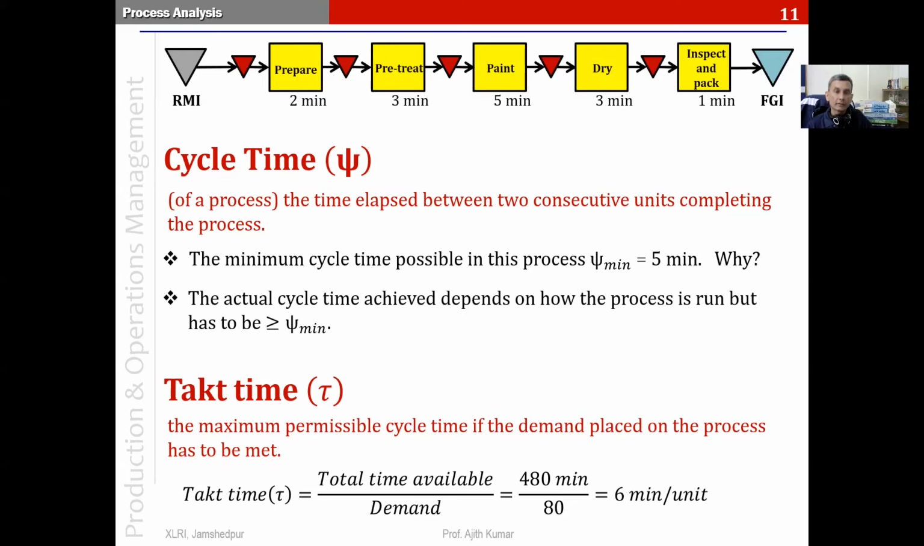So takt time is considered a very important planning measure. We set the process to a cycle time which is less than or equal to the takt time, and then we can be assured that the demand will be met.